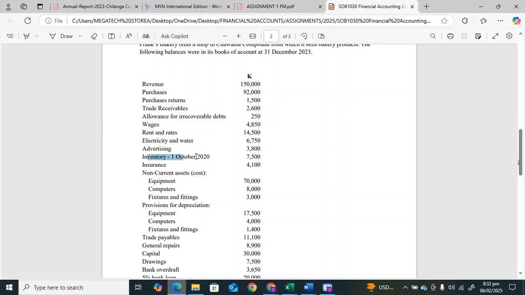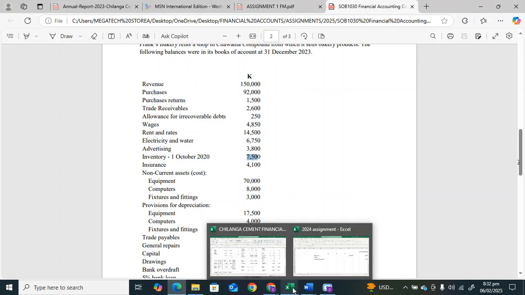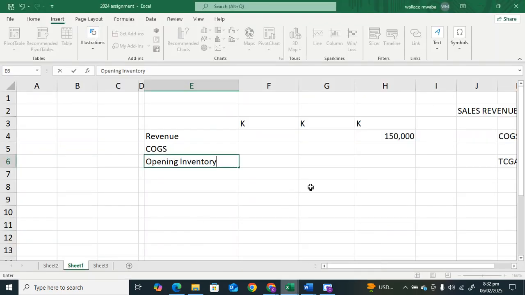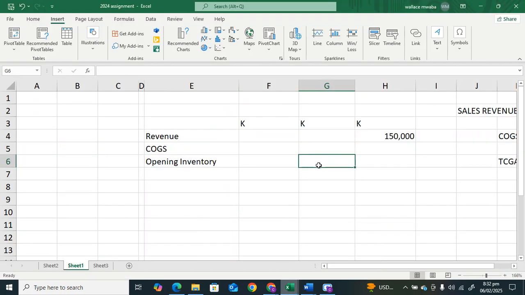Here's our opening inventory 7,500. Ignore this date, colleagues. It's going to confuse you beyond the point of no return. So ignore this 1st October here. Opening inventory 7,500. What's the next item?